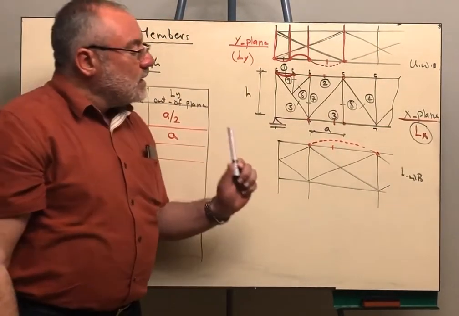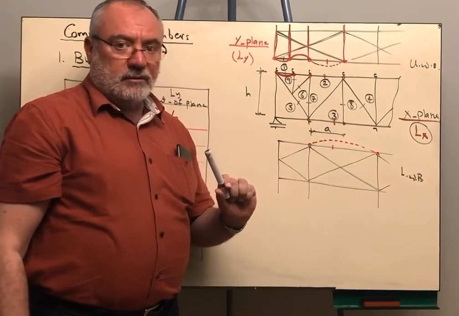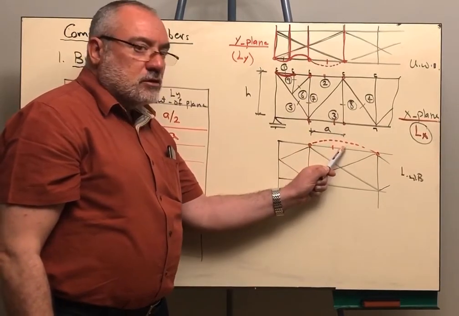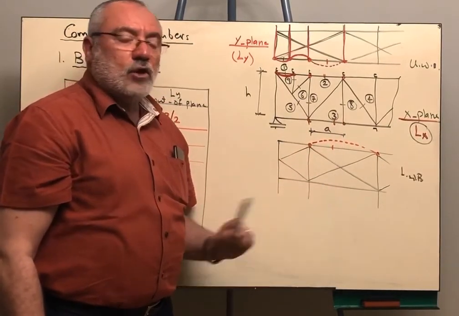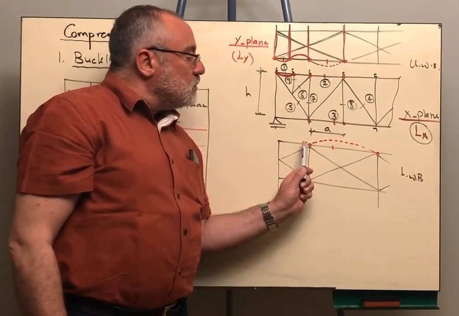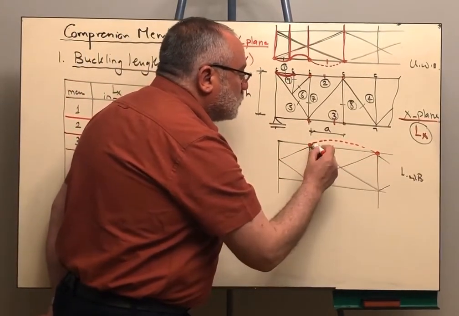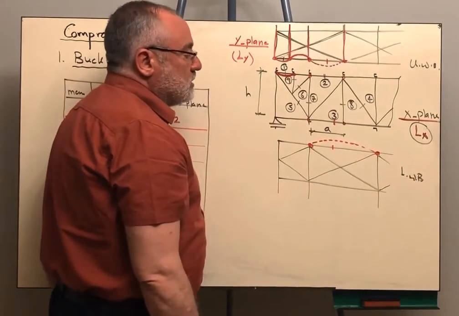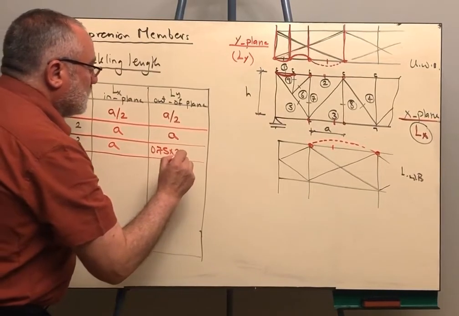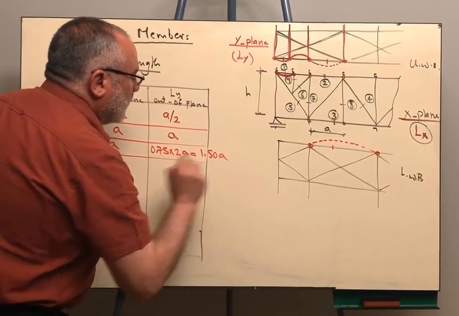But the Egyptian code is telling us that if these 2 points are not braced in the out of plane, like what is happening here, this point is braced in the out of plane, but this one is not. It is not connected to any member in the lower bracing. So you should take 0.75 of the distance between the braced points. This point is braced and this point is braced, so you have to take 0.75 of that distance, which is 0.75 times 2a, which is basically 1.5 of a.